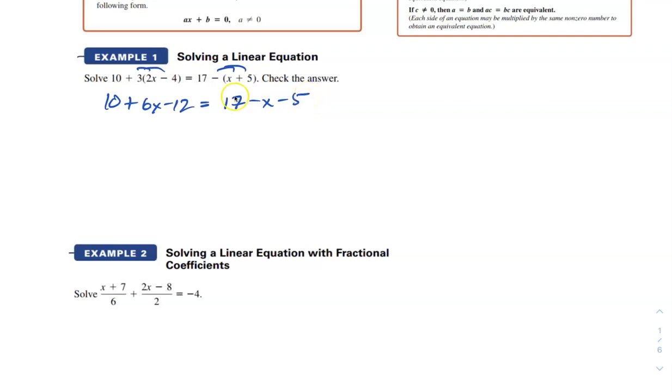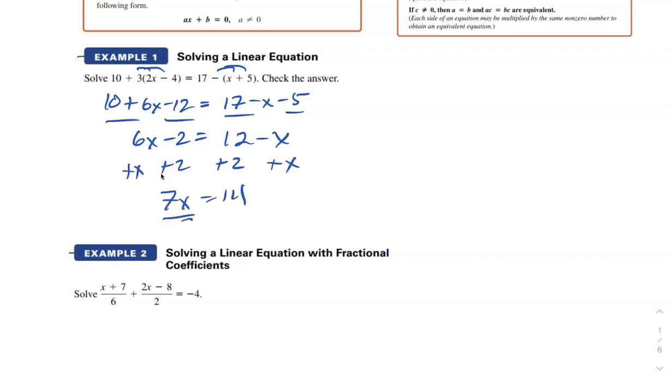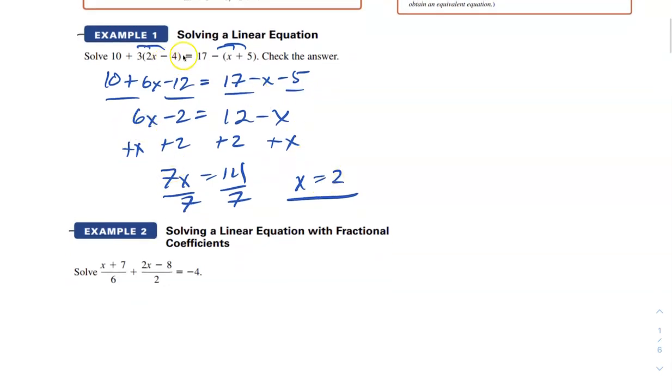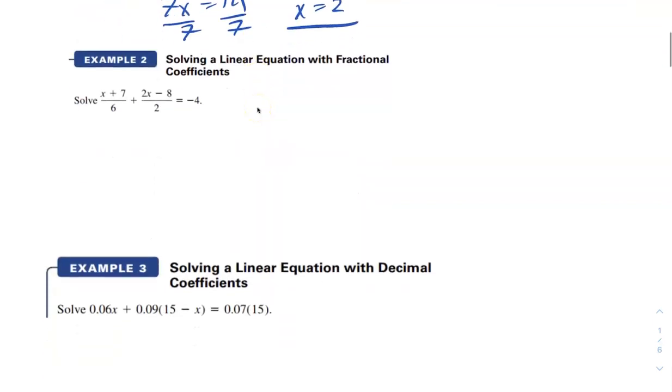I'm going to simplify first though. So 10 plus negative 2, 6x minus 2, when you combine these two. Over here, I combine these two and I get 12 minus x. Right, so now let's move the number over that side, let's move this variable over this side. So plus 2, plus x, and I get 7x equals 14, divided by 7, x equals 2. So, solve a linear equation. You can check your answer by substituting it back in and see if it works. I'm going to skip that.